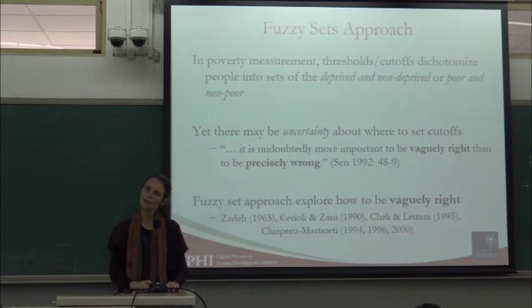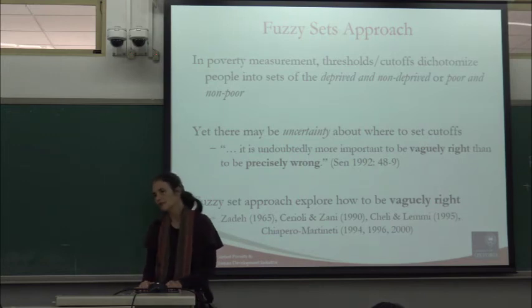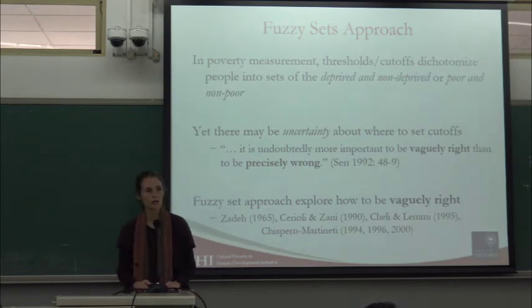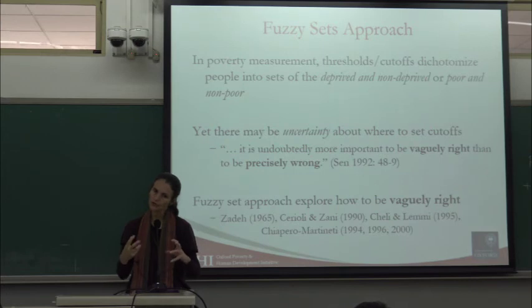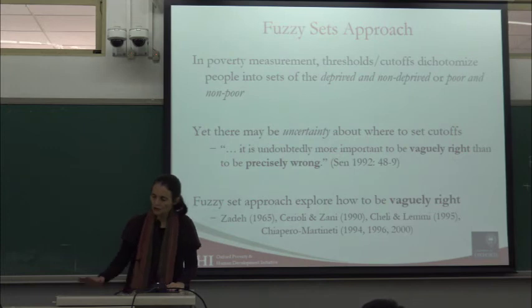But we may not be very sure, is $1.90 really better than $1.89? So this is the arbitrariness of poverty cutoffs. And is the person who has $1.93 really non-poor? And so the fuzzy set literature, as it's moved into economics, has drawn on Amartya Sen's approach, and particularly his insight that it's better to be vaguely right than precisely wrong. And it's tried to, in a sense, encapsulate that mathematically.